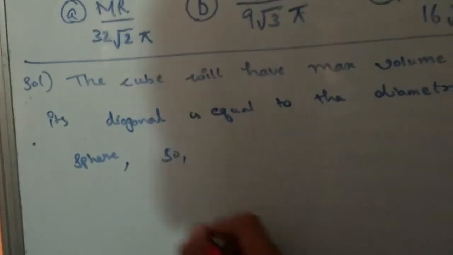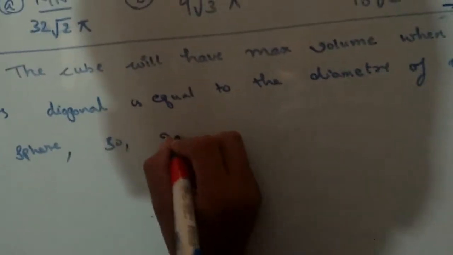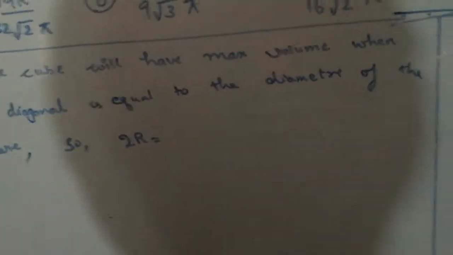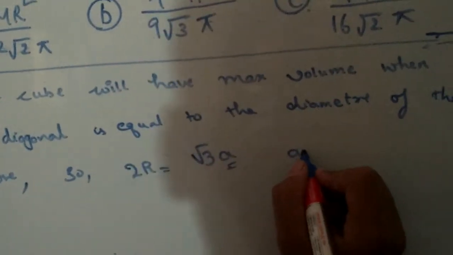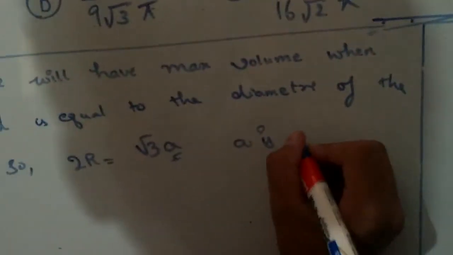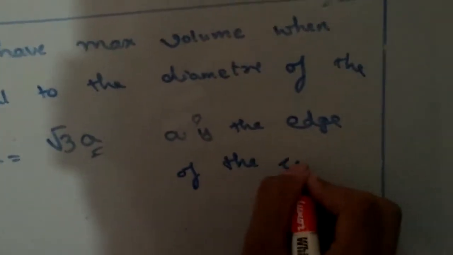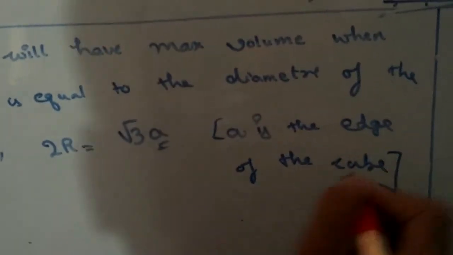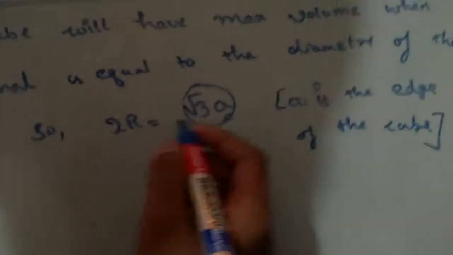So the diameter of the sphere is 2r, and the diagonal of this cube is root 3 into a, where a is the edge of the cube. The formula of the diagonal of a cube is root 3a. We know that. So 2r is equal to root 3a.